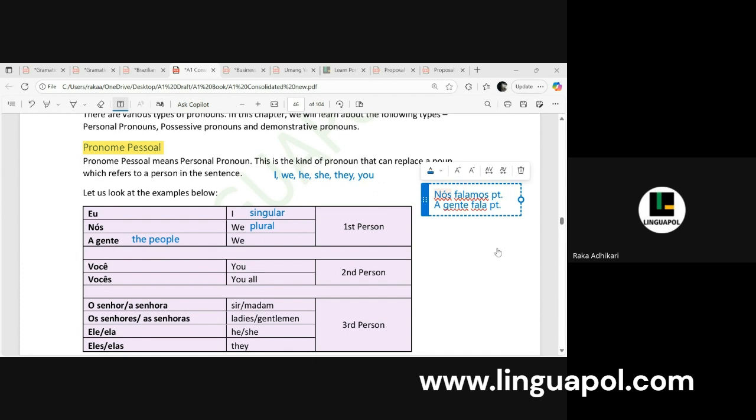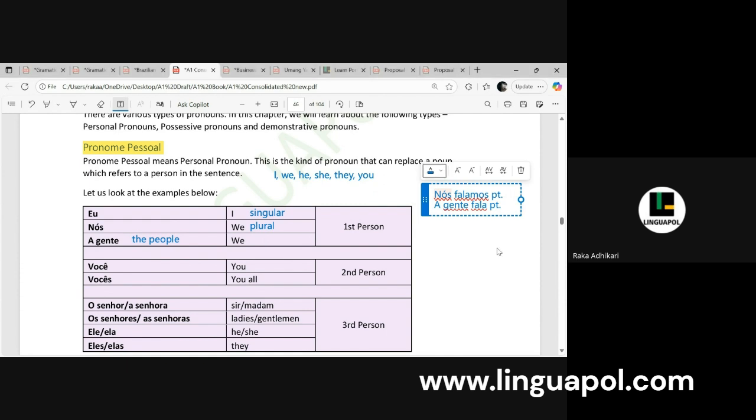We speak Portuguese. So a gente is not used in European Portuguese. It will be used, but it will be used in its literal meaning. So if I say a gente in European Portuguese, that will mean the people. But a gente in Brazilian can mean we as well. Okay, so that was our first person, eu and nós, and a gente also in Brazilian Portuguese.